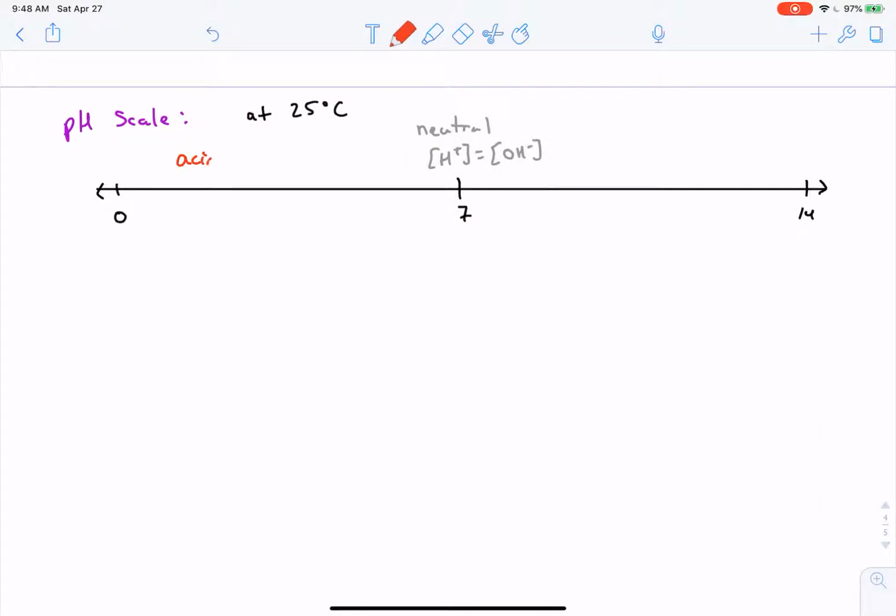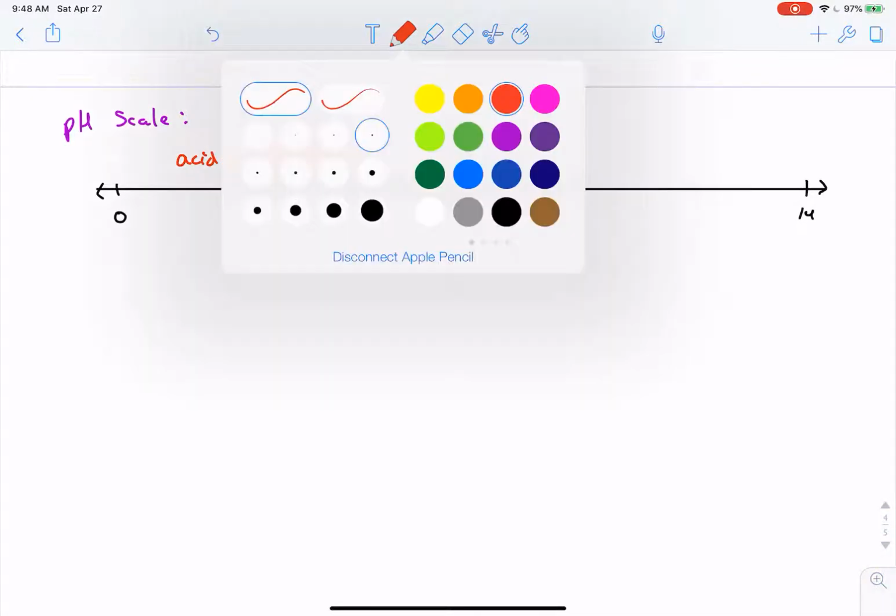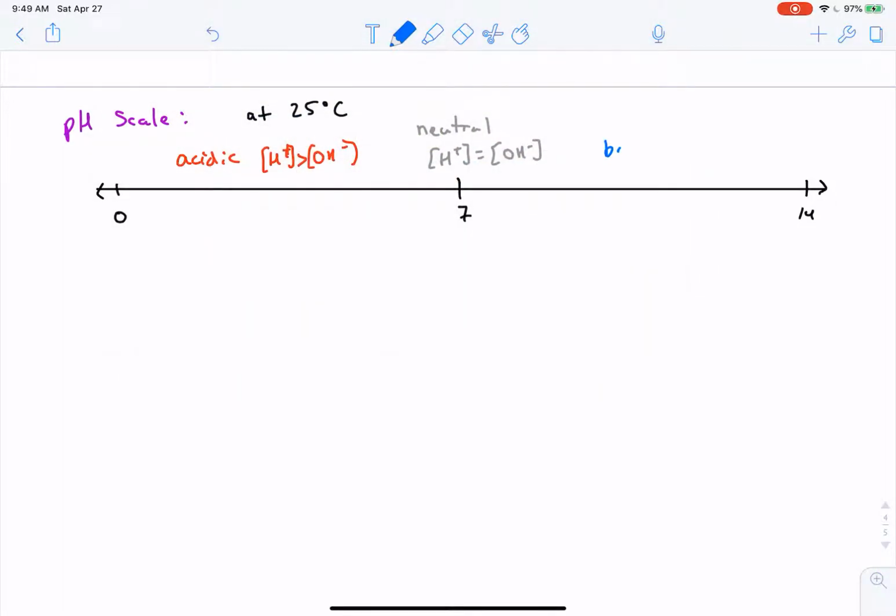Acidic is when your H+ concentration is greater than your OH- concentration. And basic is the opposite.